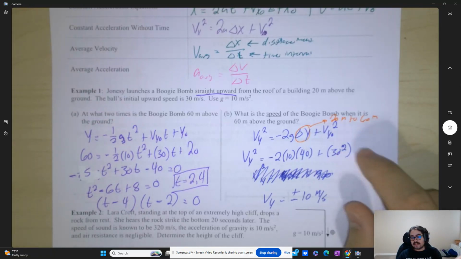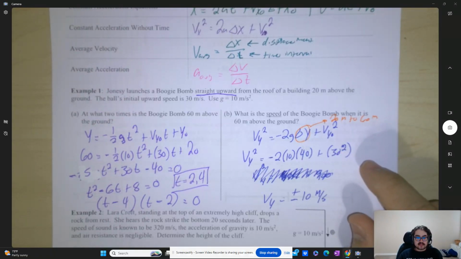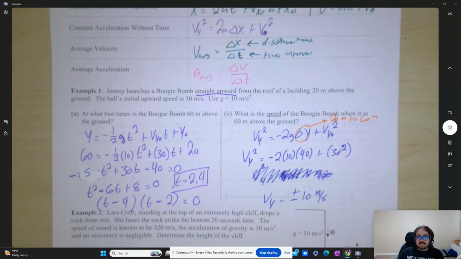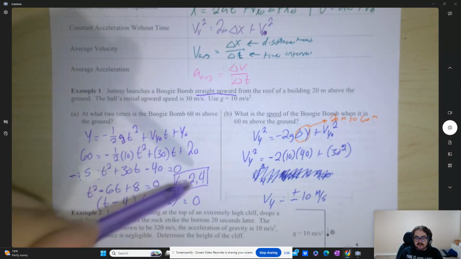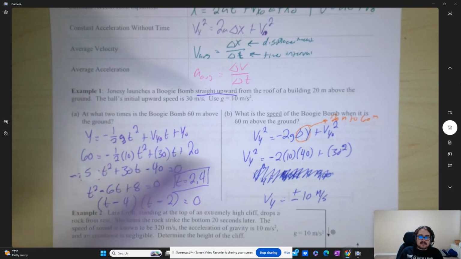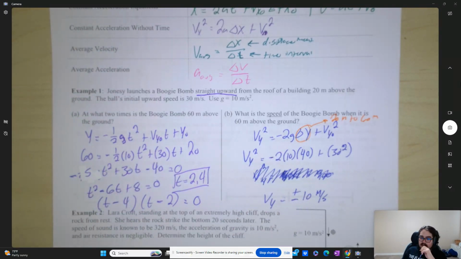To find the speed, the easiest way to do this is to use the no-time equation, because you notice that we're not given the time for the whole thing. Well, we know the time when it hits 60 meters, but I don't want to depend on the time here. The reason is, what if I got the time wrong here? So I'm going to use the no-time equation because I don't want to depend on it.